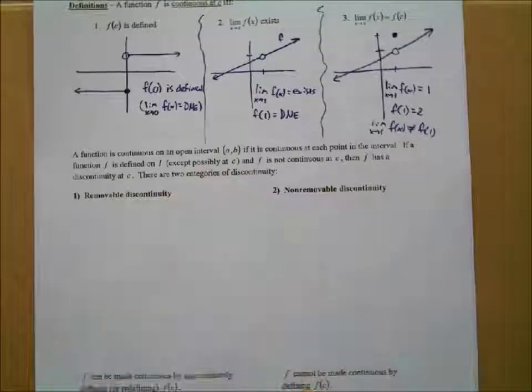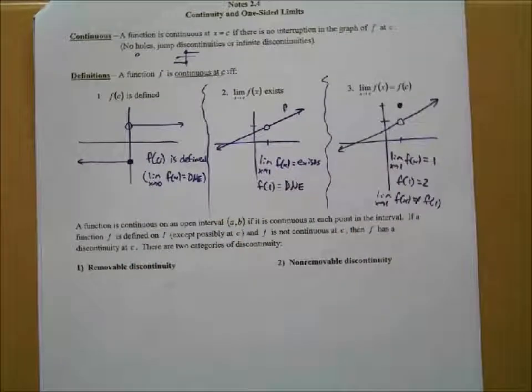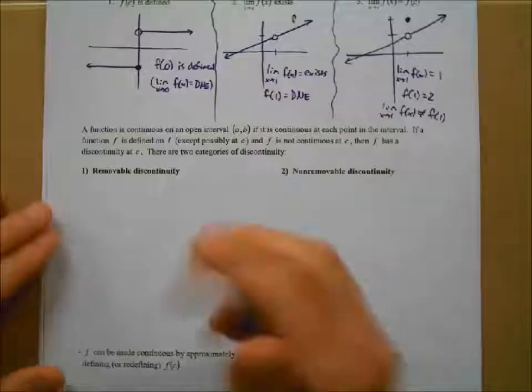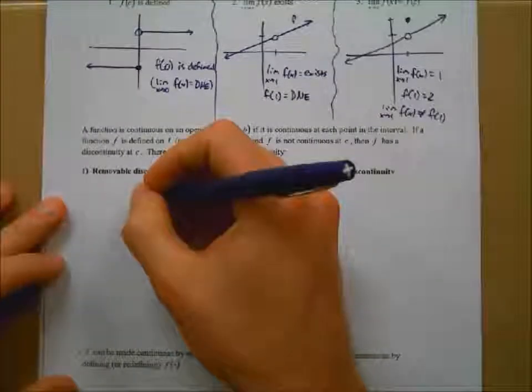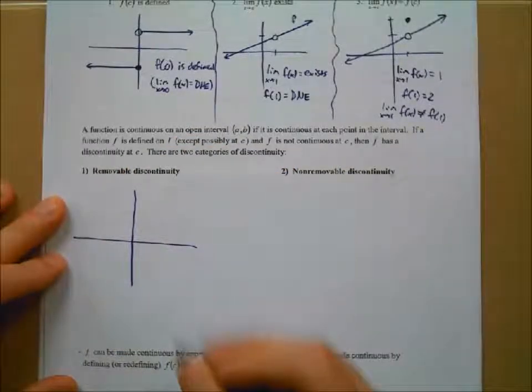Okay? And there are 2 categories of discontinuity. So we talked about continuity, right? Now, if a point in an interval fails to follow all 3 of these things, we say we have a discontinuity there, and there's 2 kinds. And I think, again, this should be familiar to you from pre-cal. We talked about these, right? So removable discontinuity, okay, the typical one.